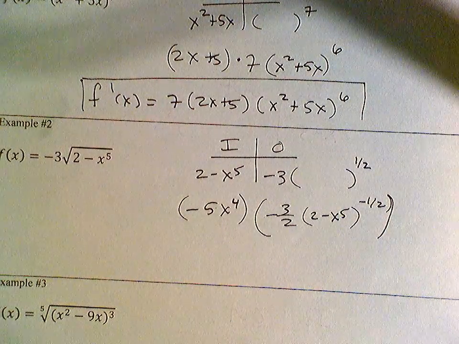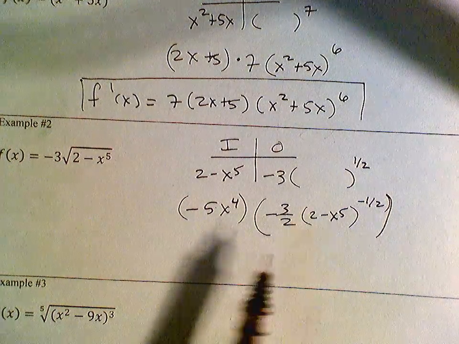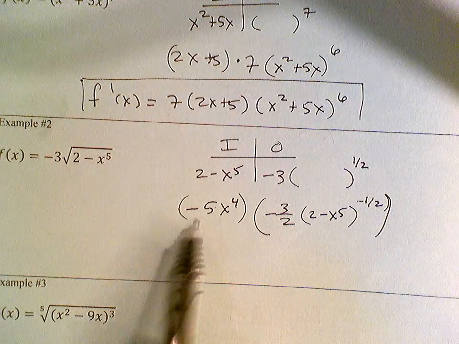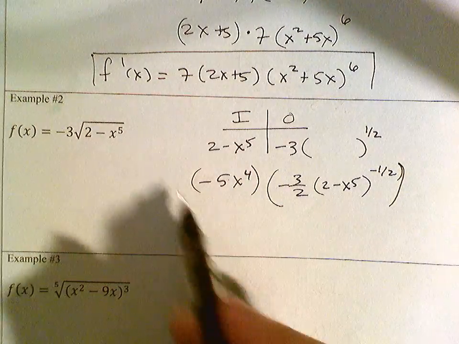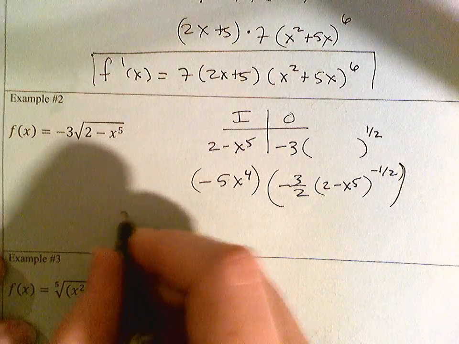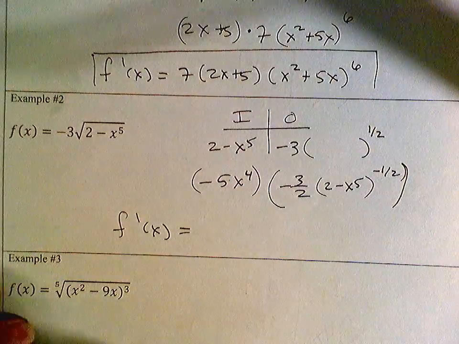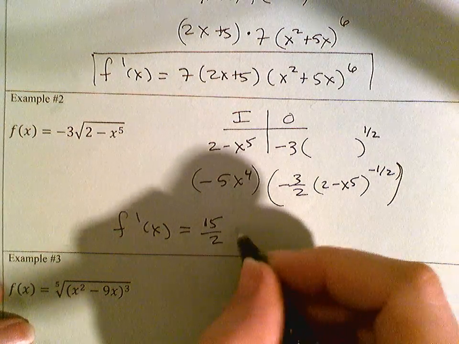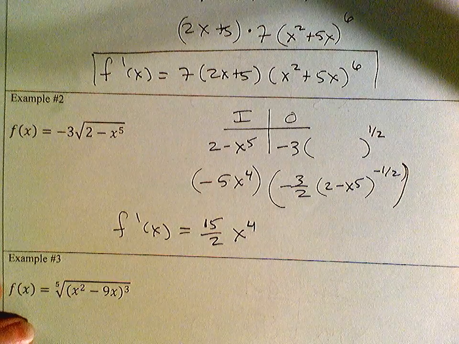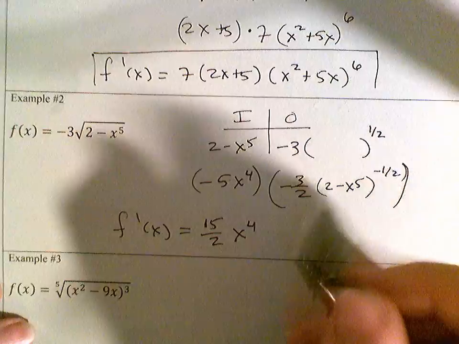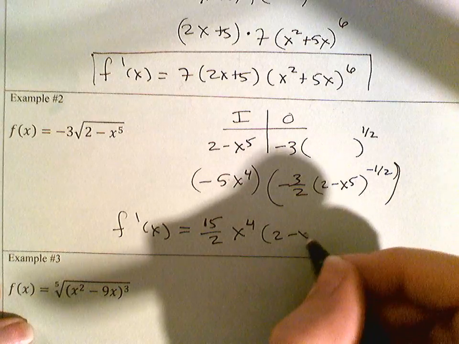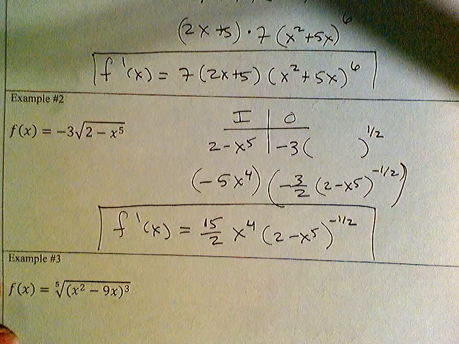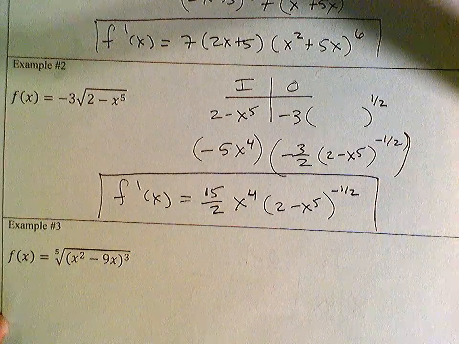Now I'm just going to write this so that it looks a little bit prettier. I'm going to multiply both of these coefficients, and I'll have them out front. But again, you could leave it like that if you wanted to. So I have f prime of x equals positive 15 over 2 x to the 4th times 2 minus x to the 5th to the negative 1/2. So there's that derivative.